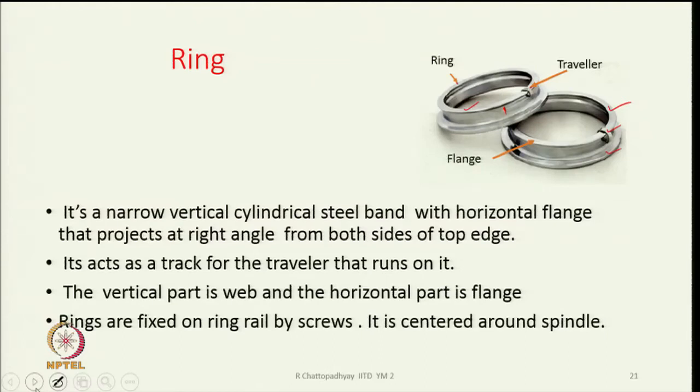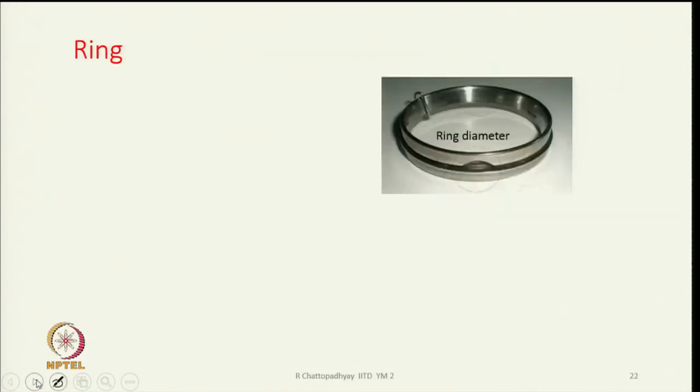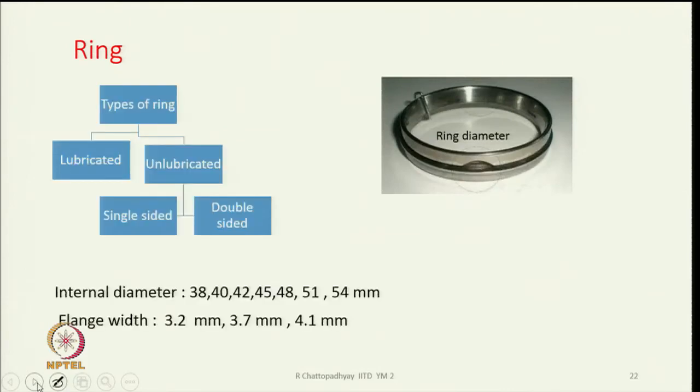Rings are fixed on a ring rail by screws and are centered around the spindle. So, the spindle must stay at the center of the ring. Types of ring: rings could be lubricated and unlubricated, and unlubricated rings we can have single sided ring or double sided ring.